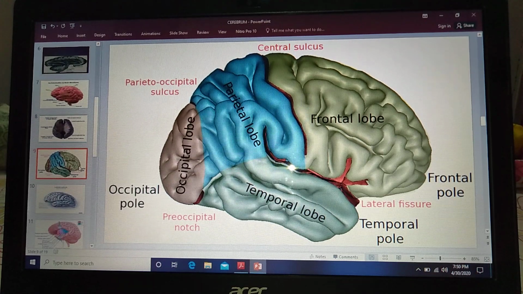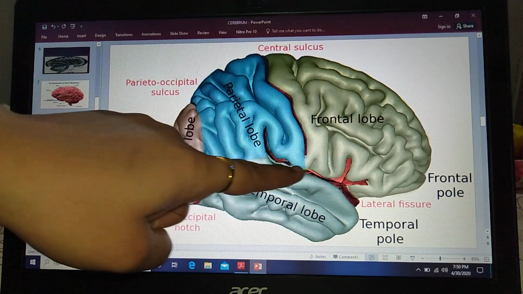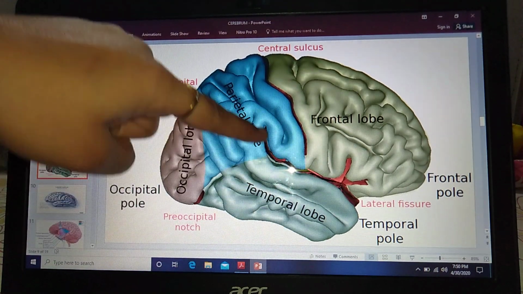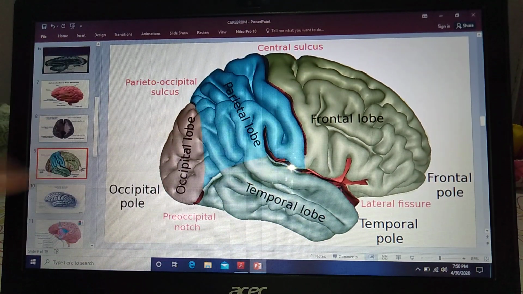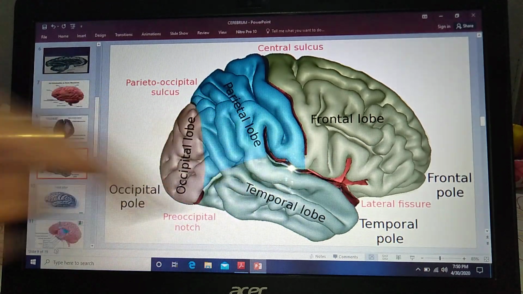Now, of these three branches of the lateral sulcus, the largest is the posterior ramus of the lateral sulcus, that passes backwards and slightly upwards, right? It is going backwards and upwards over the superolateral surface. Okay, so that is all about the lateral sulci.